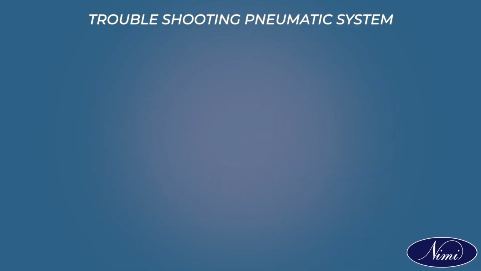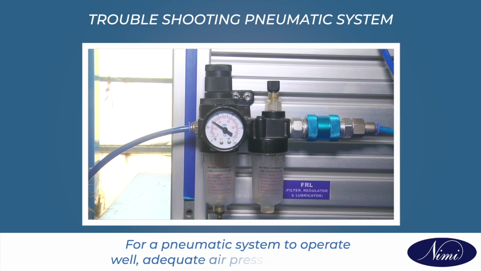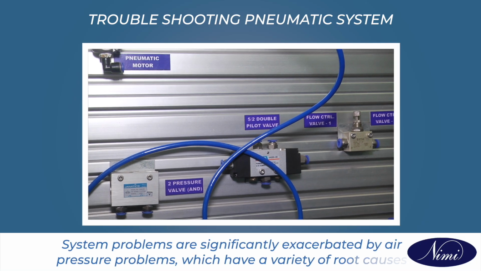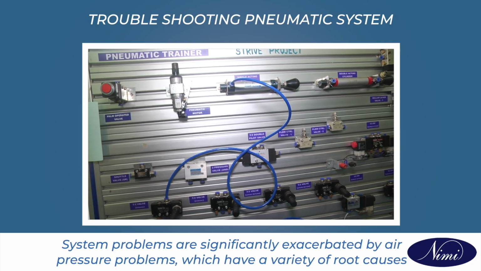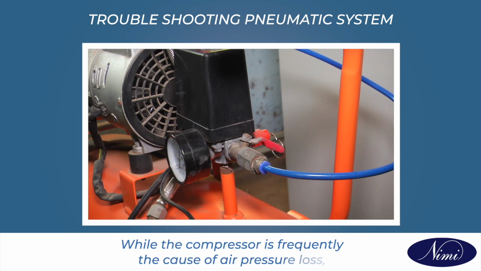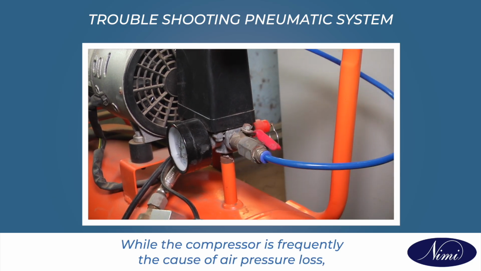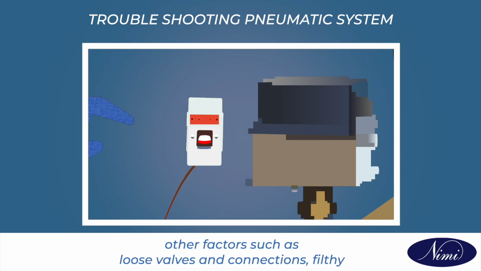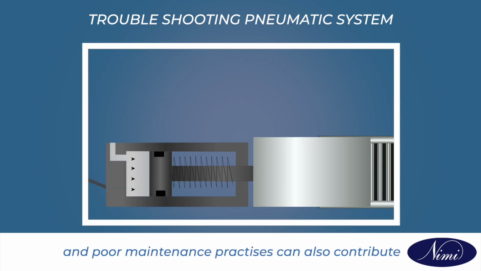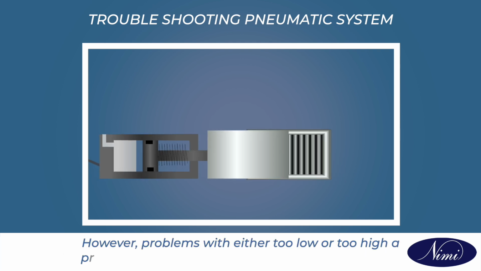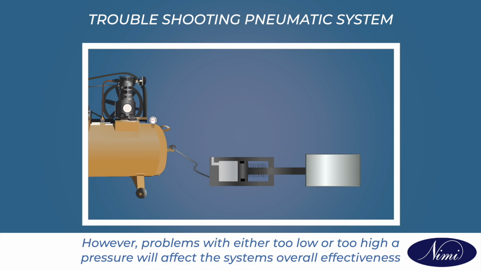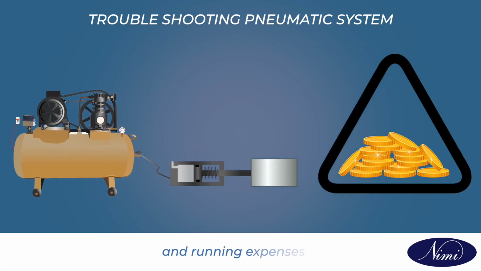Troubleshooting pneumatic system. Low operating pressure. For a pneumatic system to operate well, adequate air pressure is necessary. System problems are significantly exacerbated by air pressure problems, which have a variety of root causes. While the compressor is frequently the cause of air pressure loss, other factors such as loose valves and connections, filthy filters, and poor maintenance practices can also contribute. However, problems with either too low or too high a pressure will affect the system's overall effectiveness and running expenses.